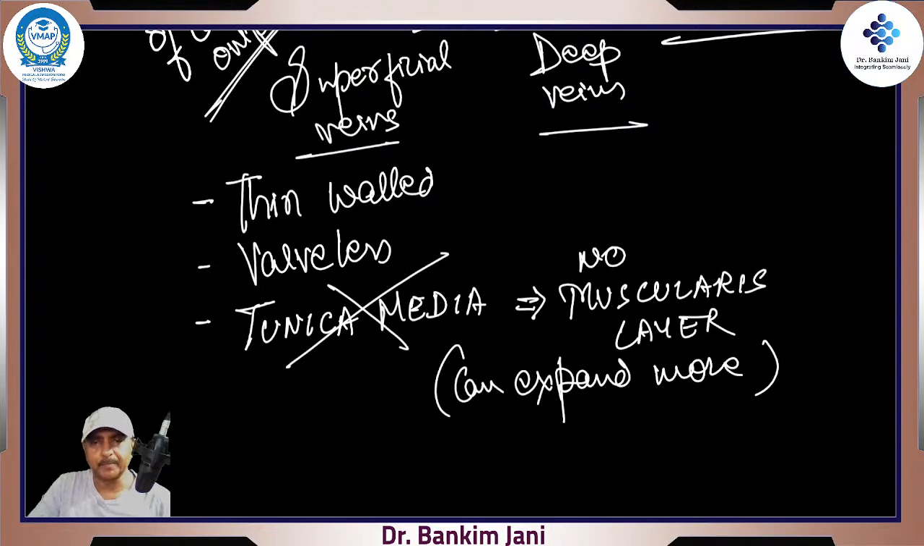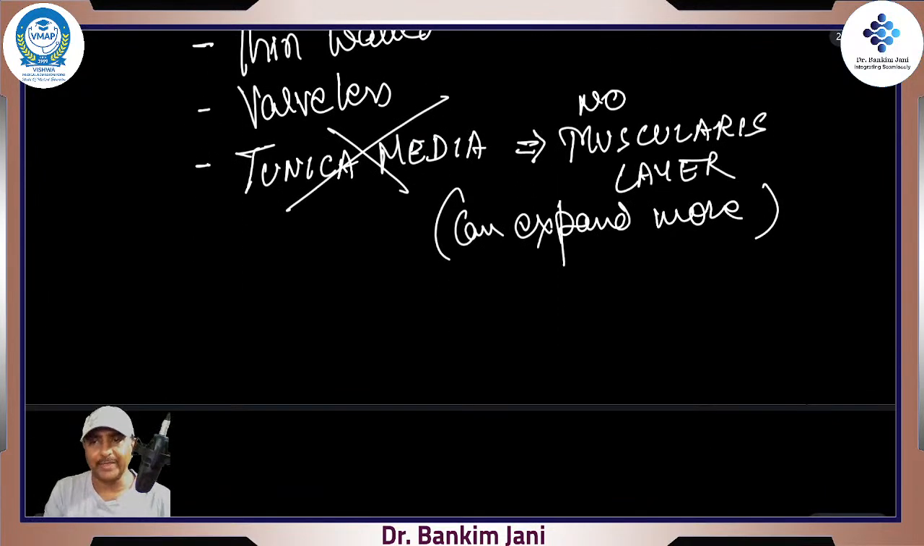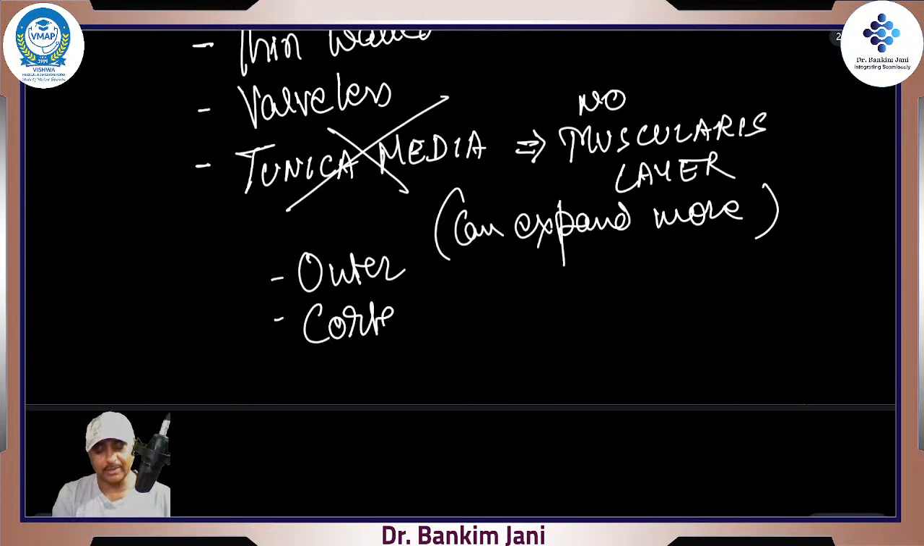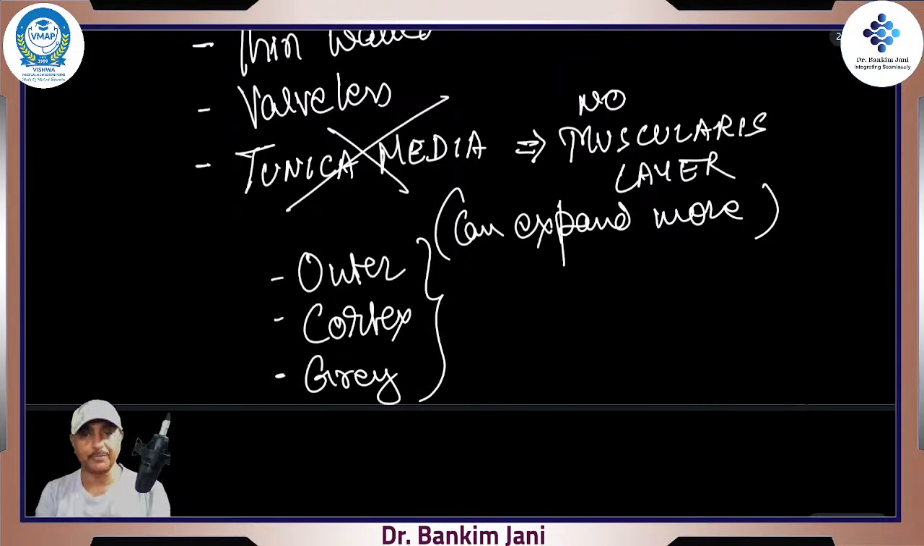One basic thing: all these veins, the superficial veins, will be draining the superficial area. Superficial means it is outer. We go back to our logic. Outer is called the cortex. Cortex means it's the gray area. Easy. So now you can say that these superficial veins supply the outer cortex, the gray matter of the brain.